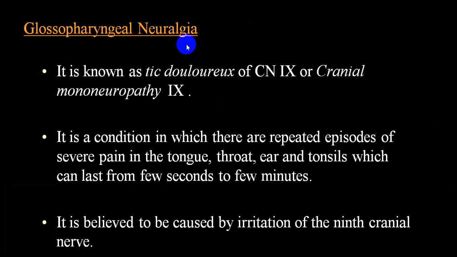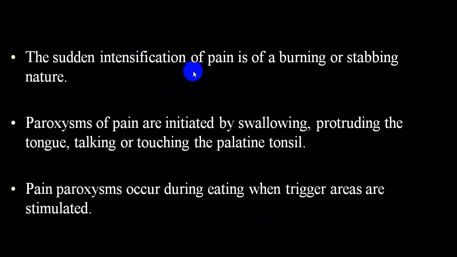As far as glossopharyngeal neuralgia is concerned, it is also called tic of the ninth cranial nerve, or cranial mononeuropathy of the ninth. The person will have severe pain in the tongue region, throat, ear and tonsillar region, lasting for a few seconds to a few minutes, because of irritation of the ninth cranial nerve. It is sudden intensifying pain of burning, stabbing or excruciating nature, also described as electrifying pain. There will be paroxysms of pain initiated by swallowing, protrusion of the tongue, talking, or touching the palatine tonsillar area. Pain will be paroxysmal and occur during eating, swallowing, etc.